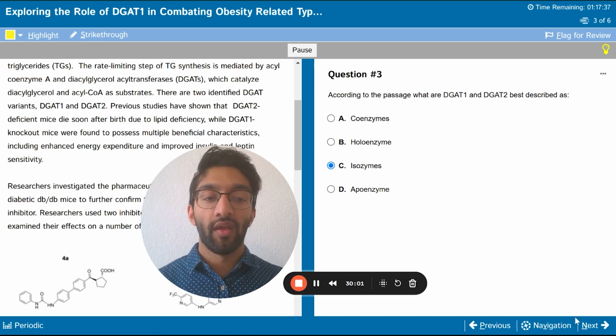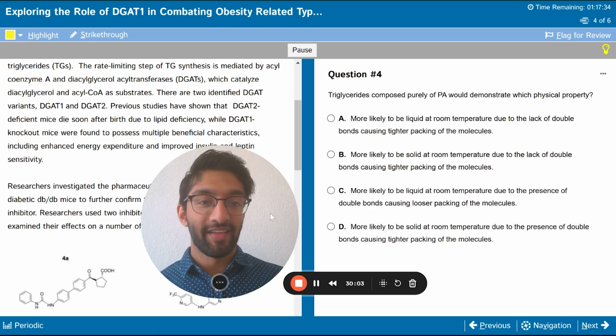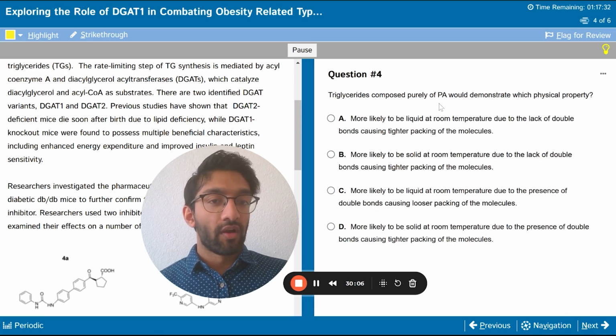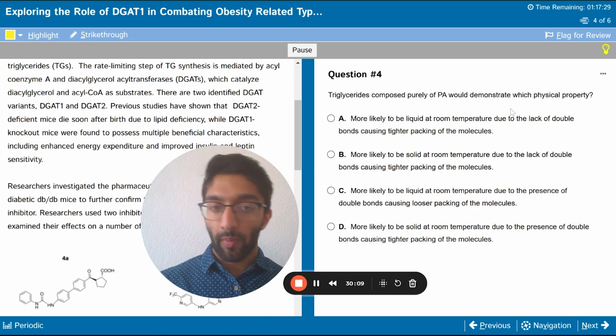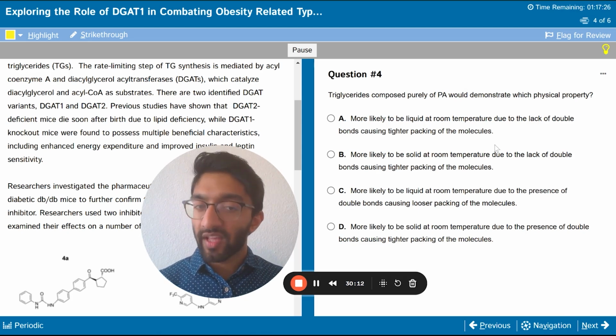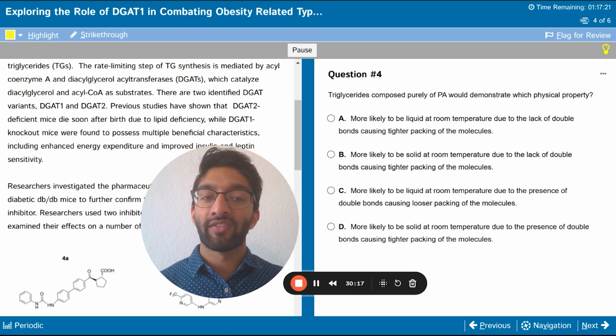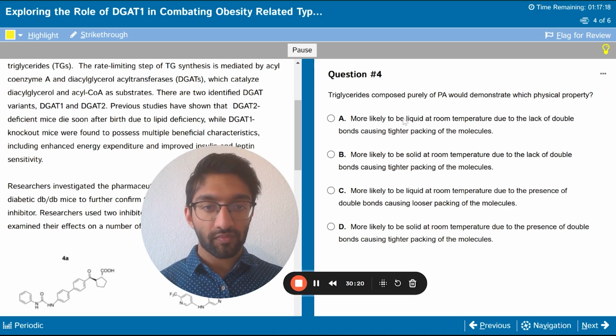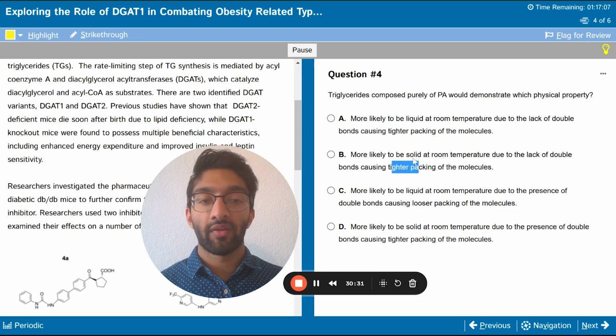Okay, so next question. If we had triglycerides composed purely of PA, what physical property would they have? So once again, let's read the answer choices. This will be more of a compound, content-based question based on our understanding of what this compound is. A: more likely to be liquid at room temperature due to the lack of double bonds, causing tighter packing of the molecules. B: more likely to be solid, causing tighter packing. C: more likely to be liquid due to the presence of double bonds causing looser packing. And D: more likely to be solid, causing tighter packing.